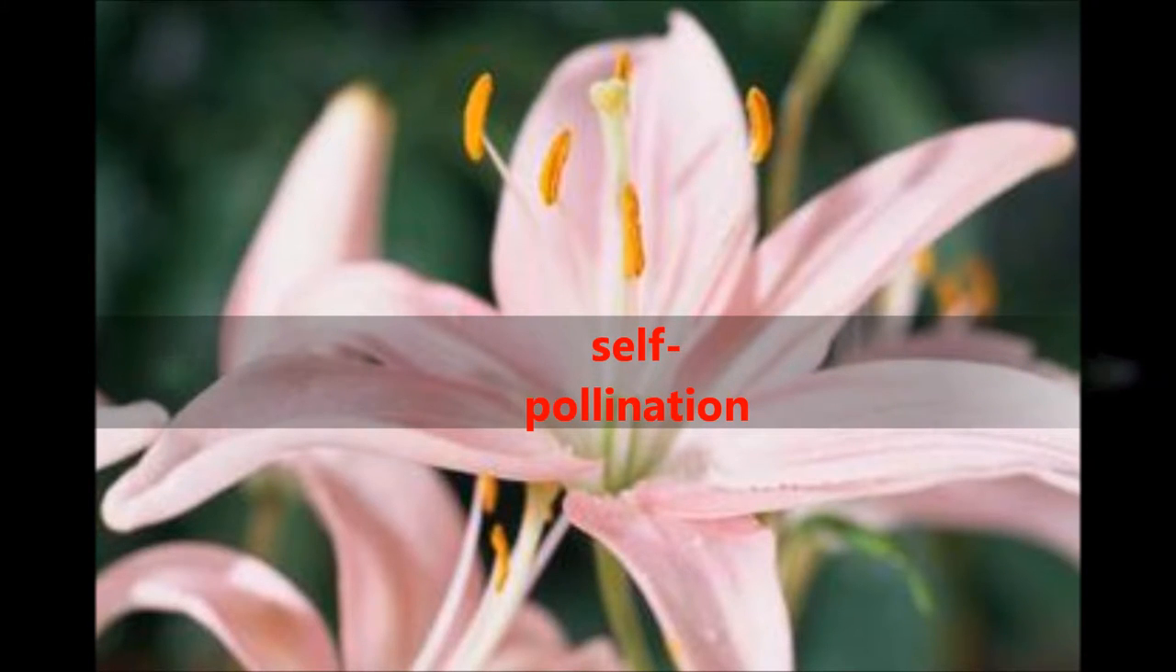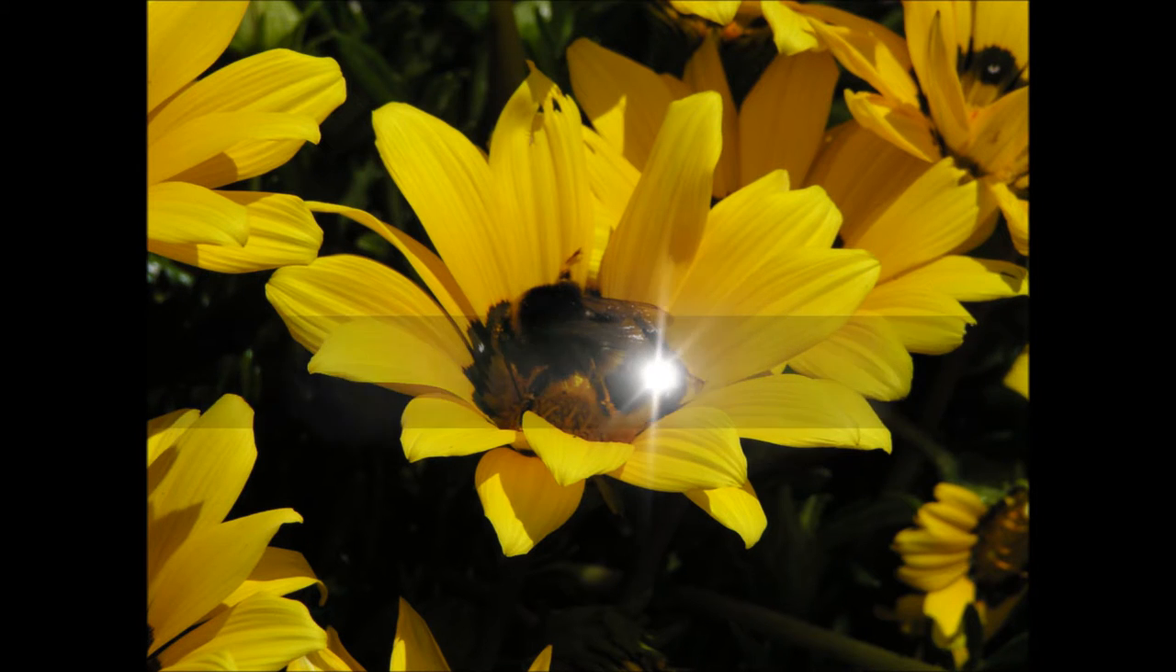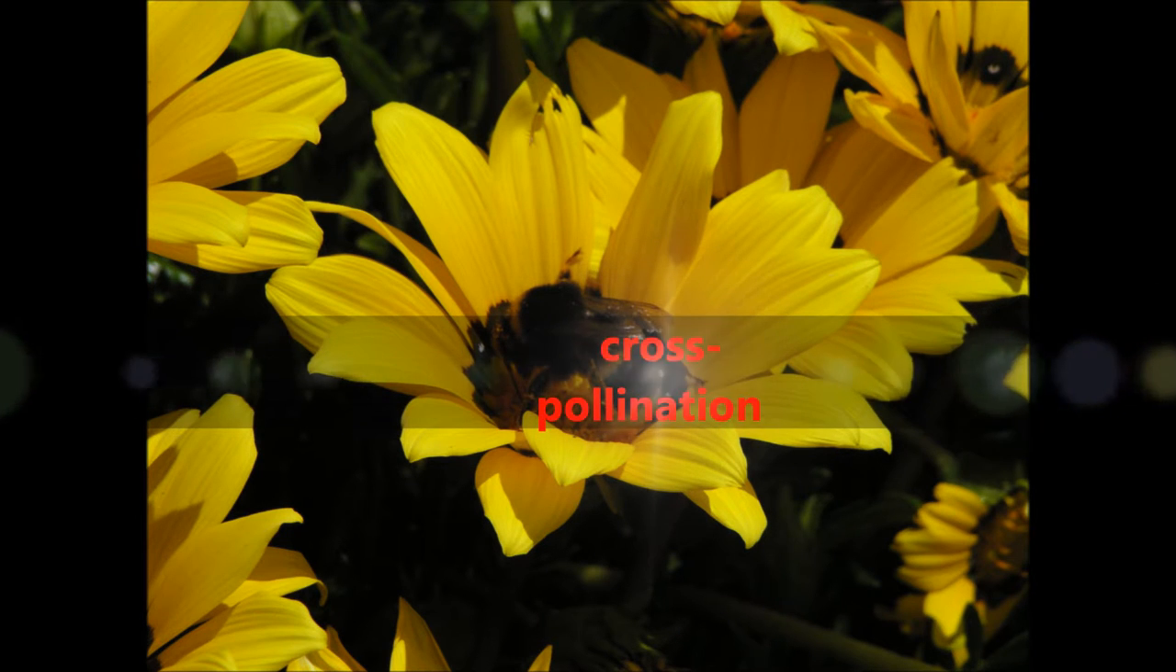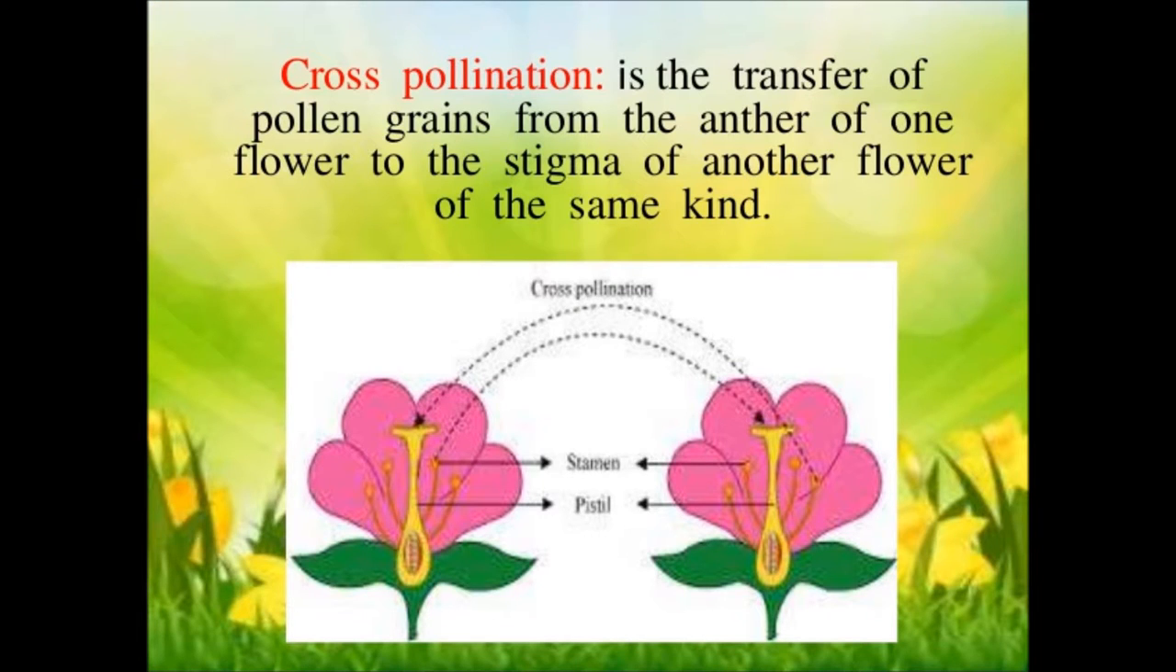Self-pollination. Plants can also pollinate themselves. This is called self-pollination. Cross-pollination. However, the transfer of pollen from the stamens of one flower to the stigma of a flower of another plant of the same type is called cross-pollination.